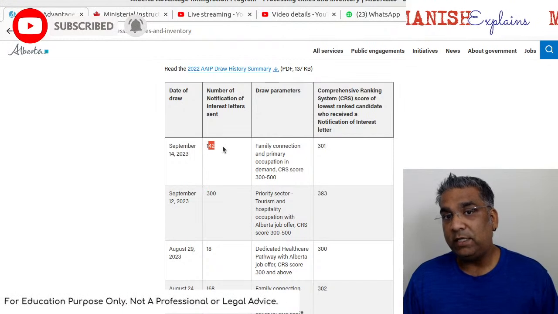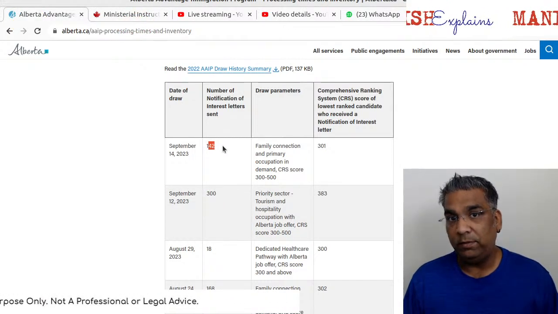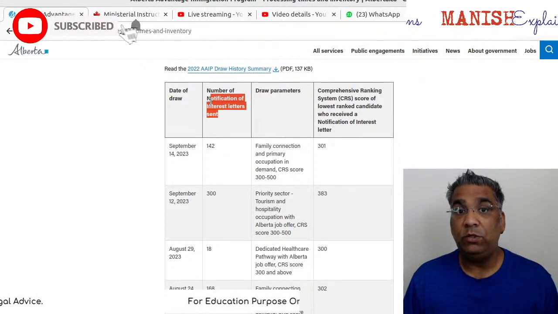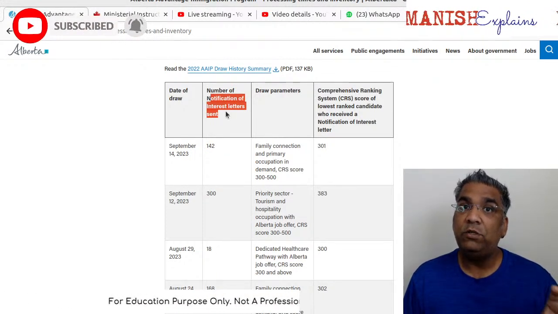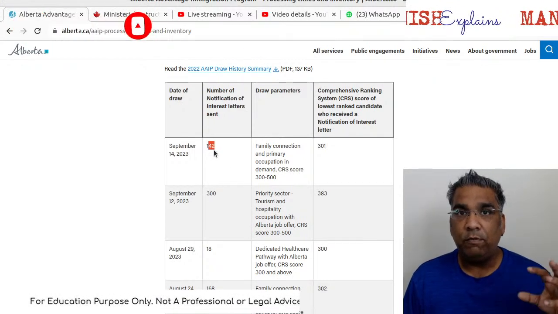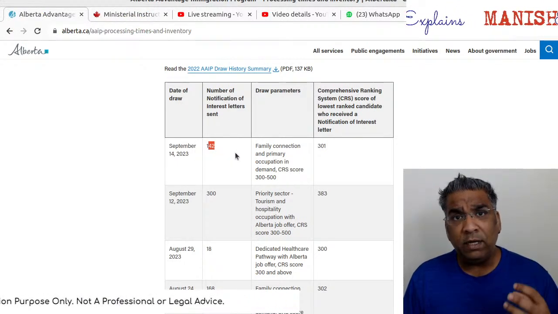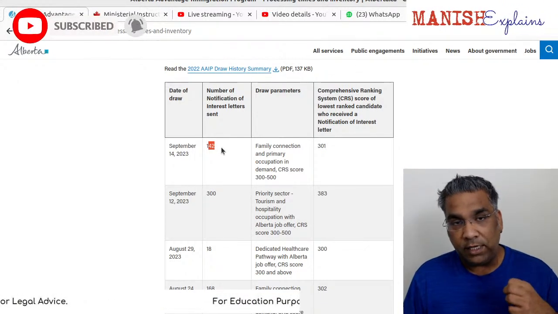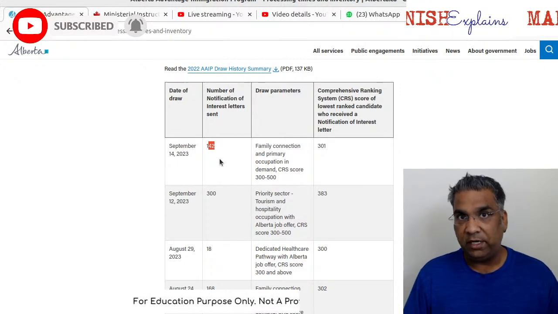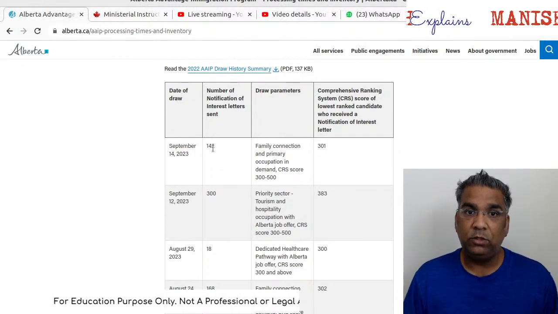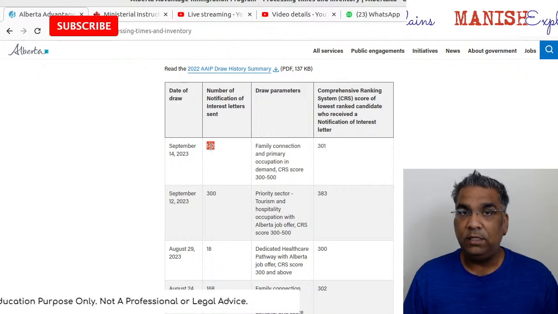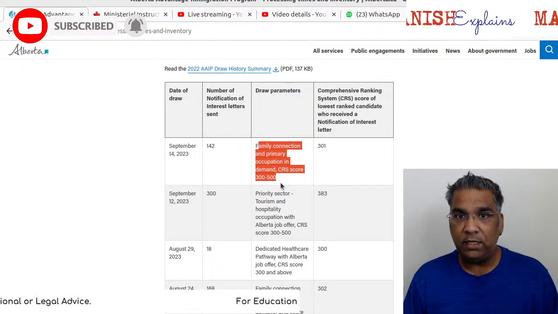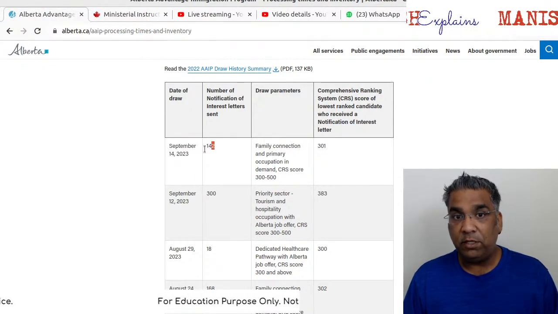So understand that this is not a nomination number. This doesn't say that 142 nominations have been issued. This only says 142 notifications of interest have been issued, right? Out of that, people will apply with the documentation, AIP will process and then accept or reject. We have seen certain rejections also. So this doesn't mean that all of them applied. For example, the family connection and occupation in demand last draw was 14 September, and they issued 142 NOI.